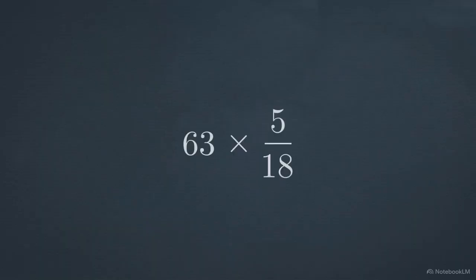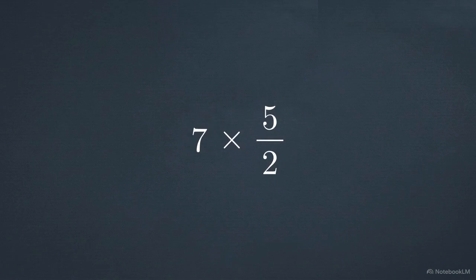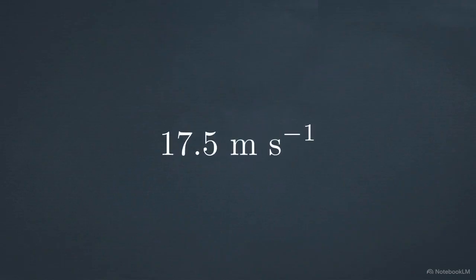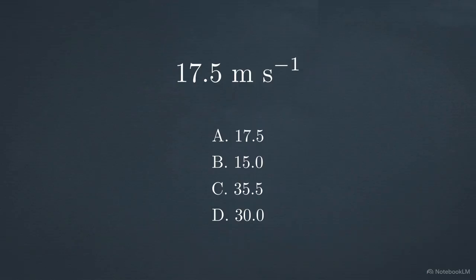Looking at 63 and 18, both numbers divide perfectly by 9. 63 divided by 9 gives us 7. 18 divided by 9 gives us 2. This leaves us with 7 times 5 over 2. 7 times 5 is 35, and half of 35 is 17.5. The car is traveling at 17.5 meters per second. Looking back at the problem, this matches option A perfectly. But using the fraction and canceling first, a multi-step conversion boils down to basic multiplication and division.